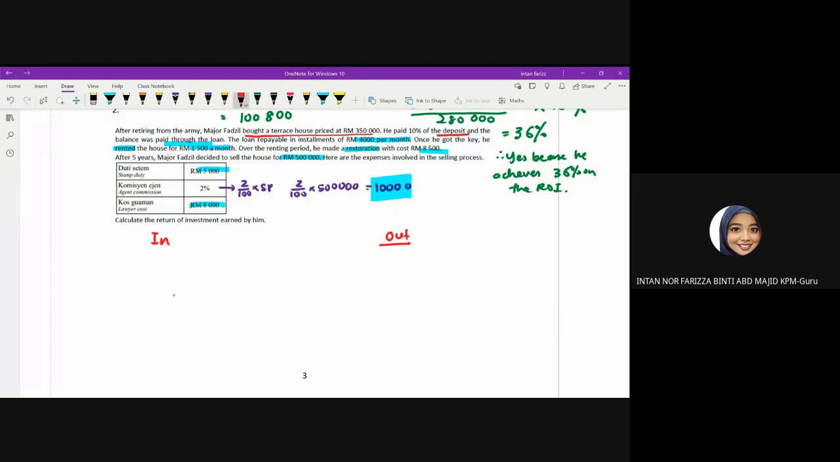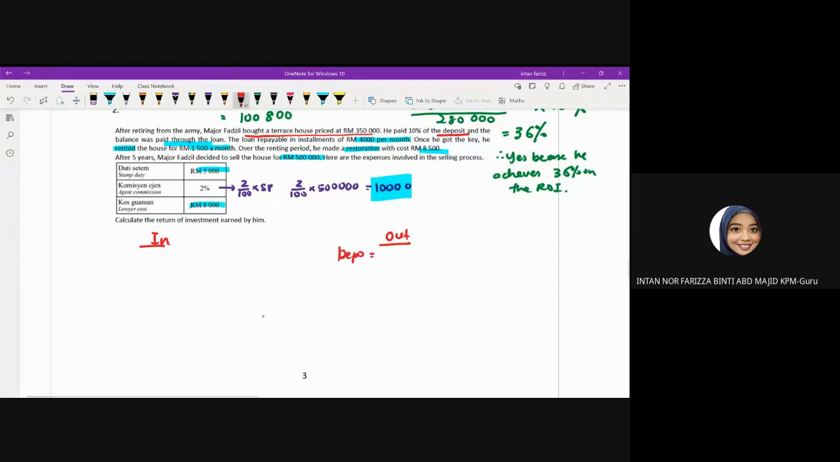Now, the 10% deposit. In or out, girls? In or out? Hurry up. Quick, or there won't be time later. Out. Okay, out. So deposit is out.